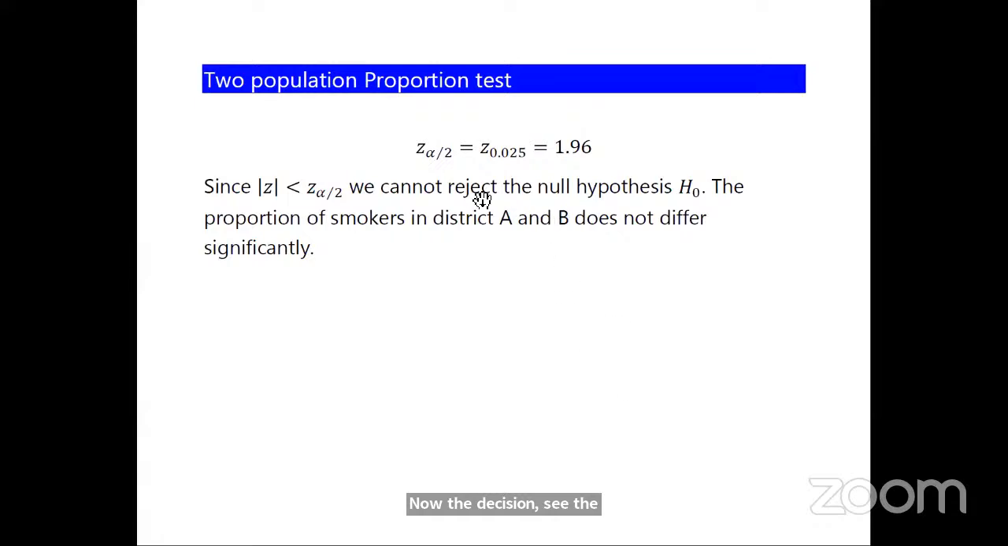Now the decision. See the computed value of Z, it is 1.8587. It is less than 1.96, isn't it? Calculated value is 1.8, which is less than the table value 1.96. So we cannot reject the null hypothesis, or we have to accept the null hypothesis. Means what? The proportion of smokers in district A and B do not differ significantly, isn't it? In this way, we can interpret our results.